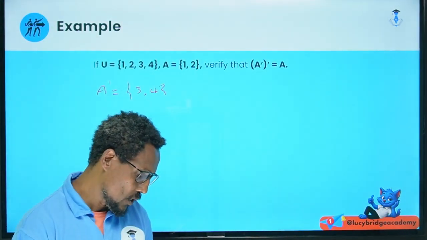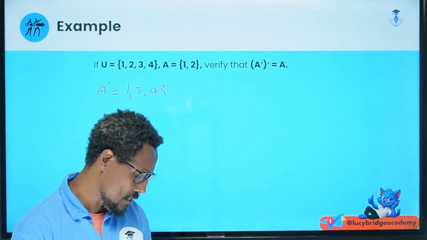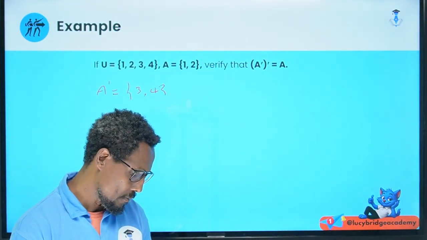All right. What about the complement of the complement, which means A complement again complemented. A complement.